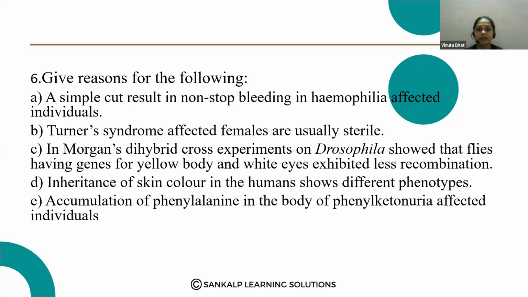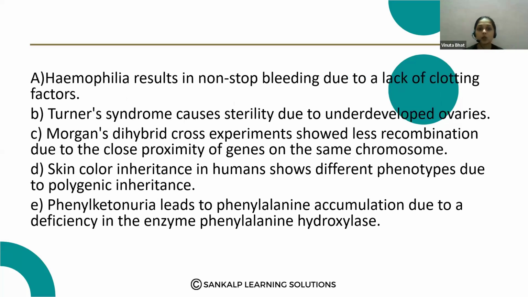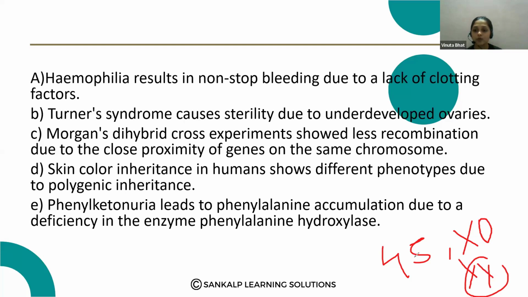Turner syndrome affected females are usually sterile. Turner syndrome causes sterility due to underdeveloped ovaries. Ovaries are not well developed because they have only one sex chromosome, so the chromosome number is 45, with only the sex chromosome X0. There is no XX. So they have underdeveloped ovaries. That is the second one.